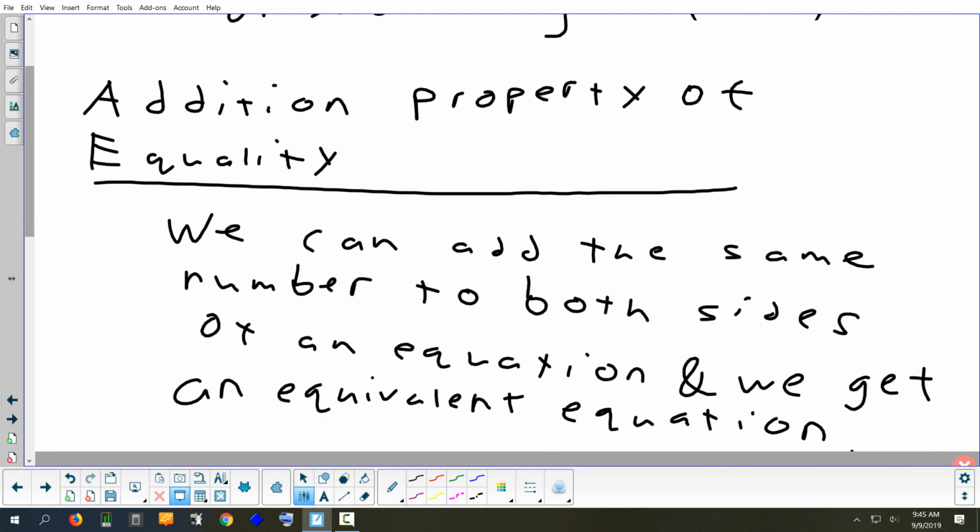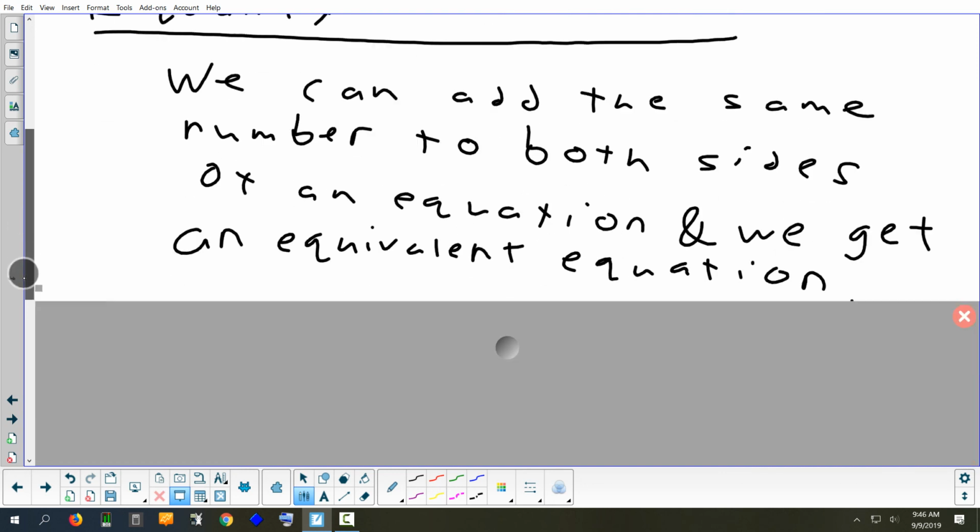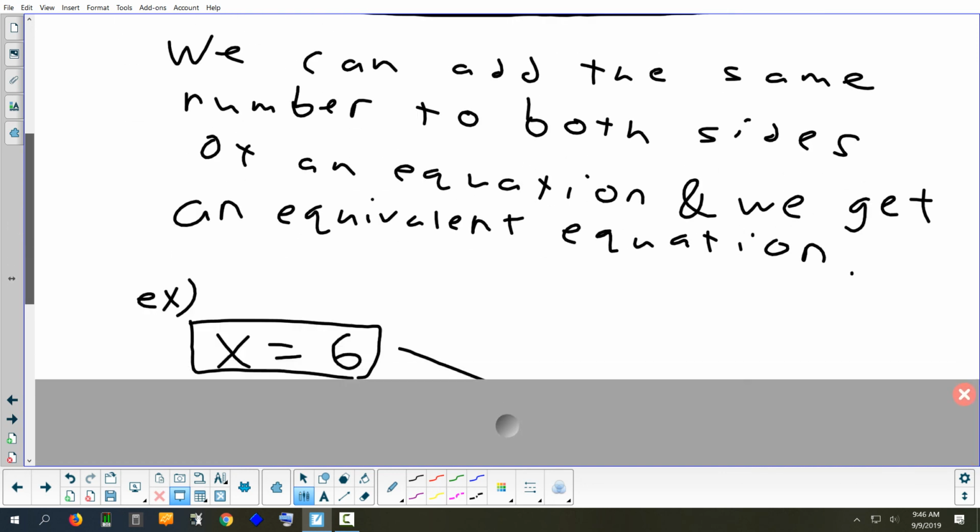That's all that this property says, and you just have to read it. We don't have to write this one down. The addition property of equality says you are allowed to add the same number to both sides of the equation. And it doesn't mess anything up. Okay? But you have to add the same number to both sides. And it won't mess anything up. Okay? So let's look at this equation.